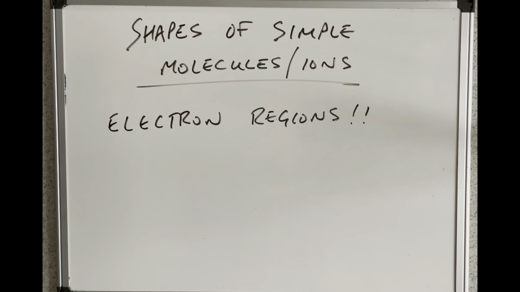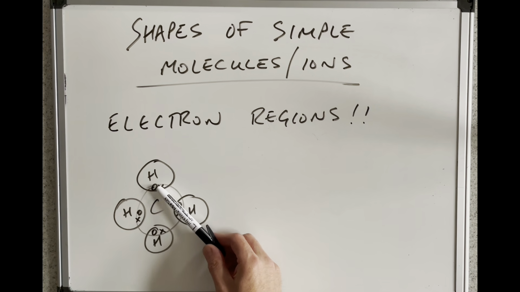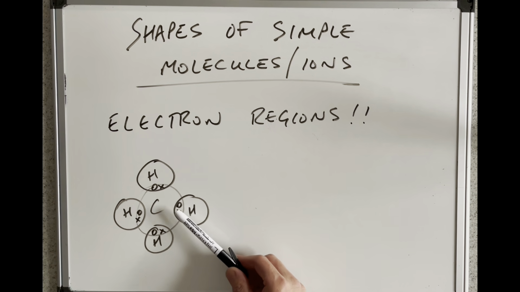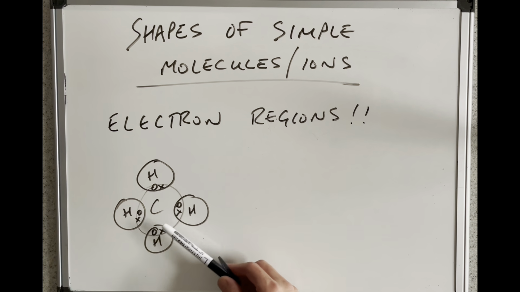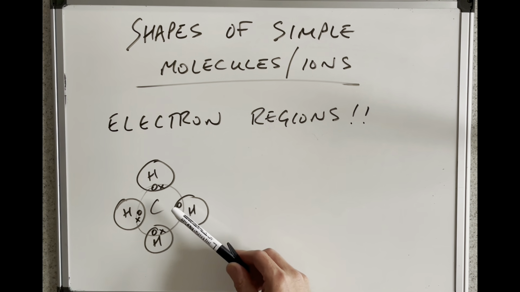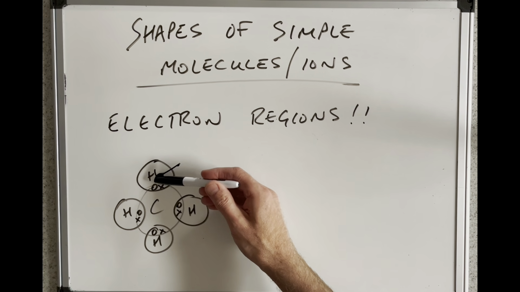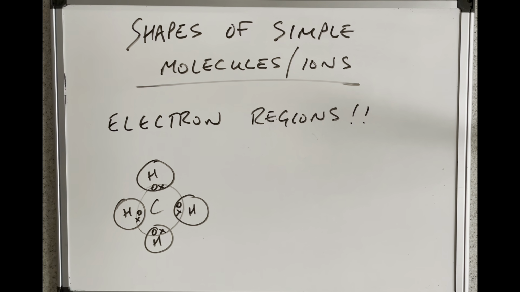The absolute fundamental thing we need to know to work out the shape is the number of electron regions that are in the valence shell of the simple molecule. So what do I mean by that? Well, there's a very simple dot and cross diagram of the methane molecule, CH4, and the electron regions in the valence shell are, in this case, electron pairs around the carbon. So you can see we've got 4 electron regions in that valence shell, and they are going to determine the shape and the angle between the H, the C and the H in this case.